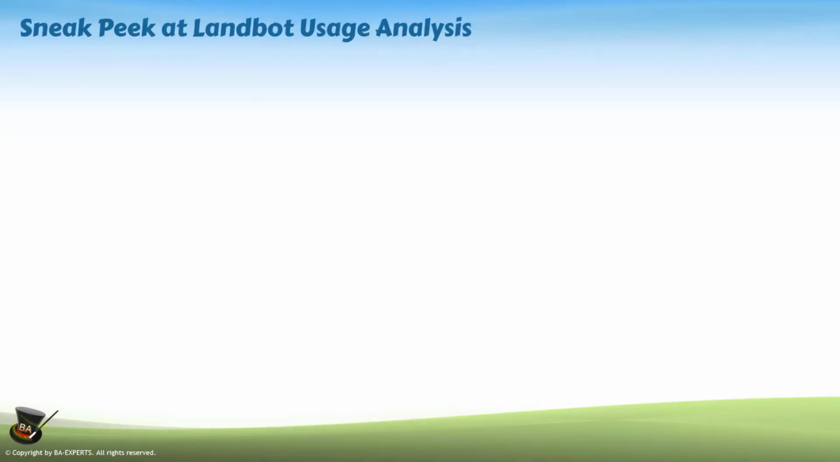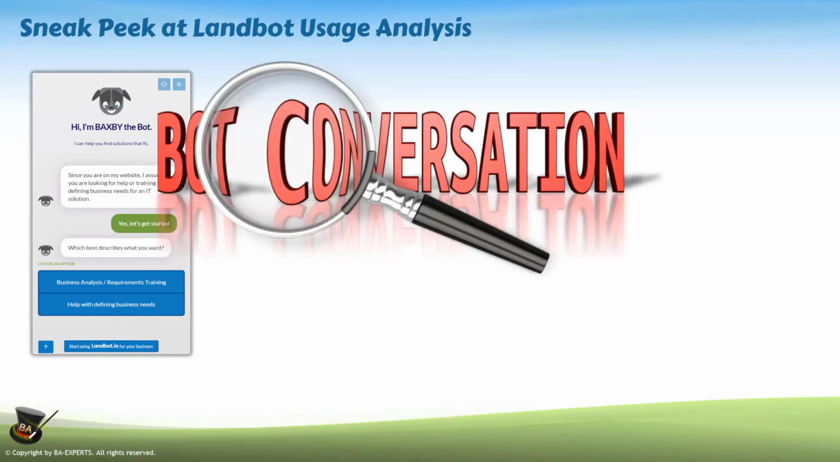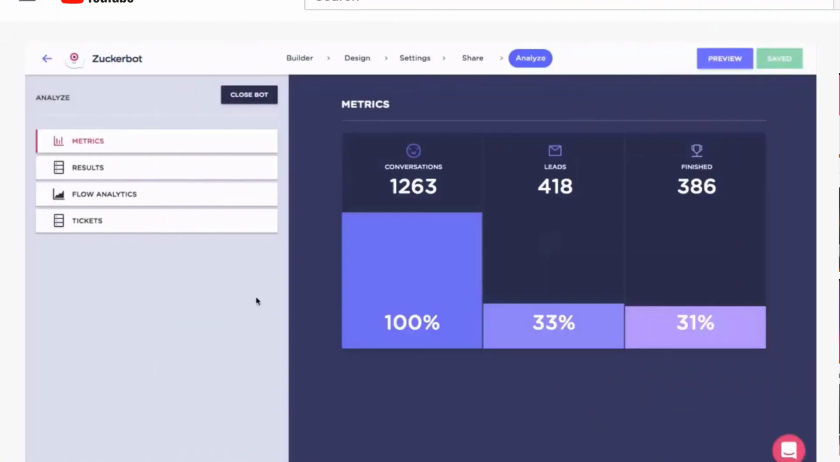If you want to keep your bot alive and be able to modify it in the future, you need to be able to analyze its usage. Otherwise, it would be a pretty poor bot. Chatbots evolve. They have to grow with new knowledge that you gain by observing how people interact with your bot. And Landbot has a great tool for that. That's the Analyze tab.